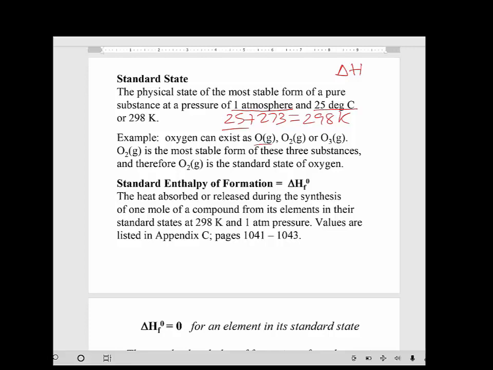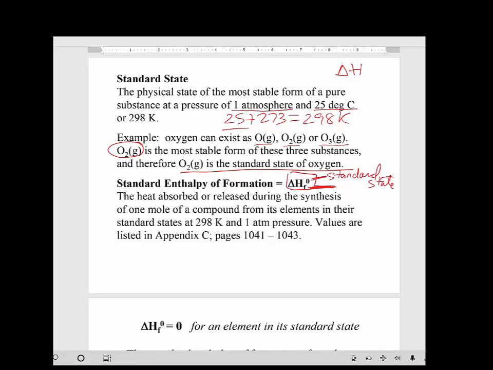Oxygen can exist as atoms, as a molecule, or even as its allotrope, ozone. But the most stable form of oxygen is O2, it's in our atmosphere. So we say that O2 gas is the standard state of oxygen. Standard enthalpy of formation, and here's the symbol here, delta Hf zero. Formation, that's the f. Zero here means standard.